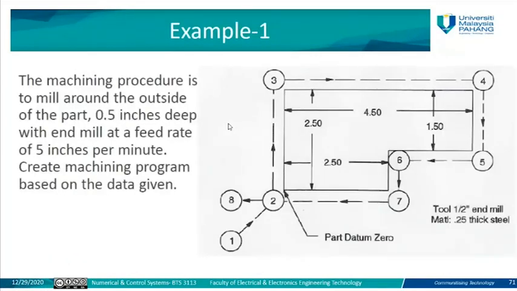Okay, so this is one more example about milling machines. This is a complete example to show you how to write a program for milling based on the given drawings with some information here. In this example, the machine procedure is to mill around the outside. That means we have a workpiece, and we want the spindle to go around the outside of this workpiece to create this shape.